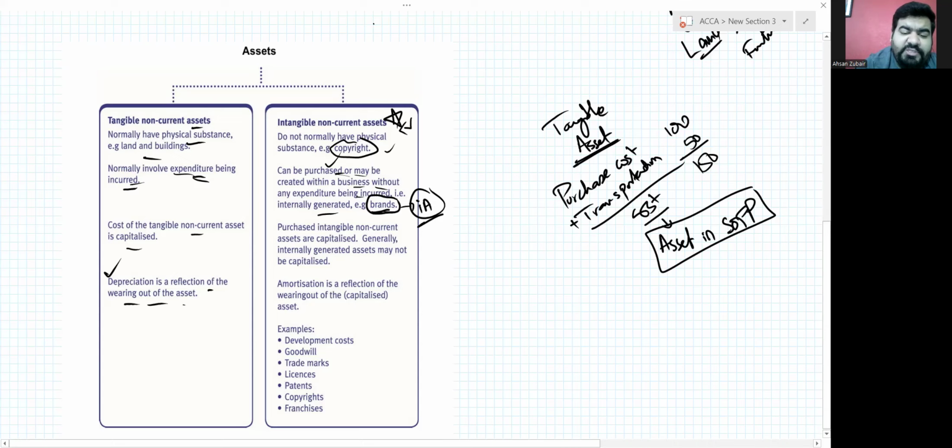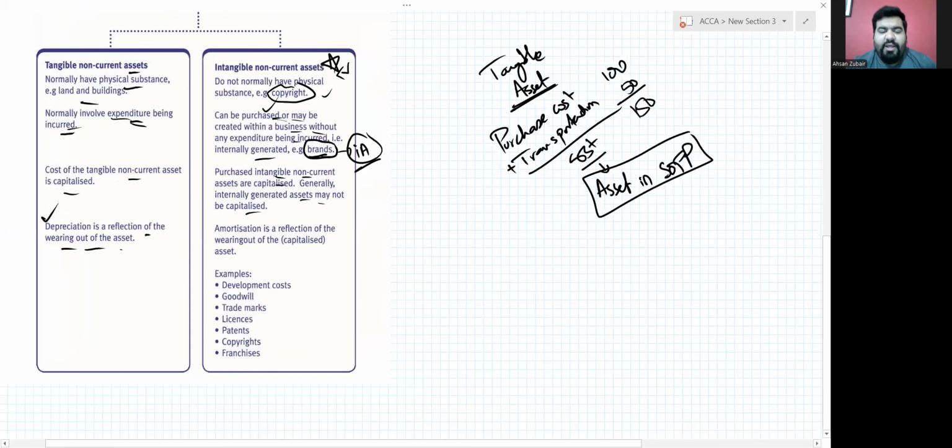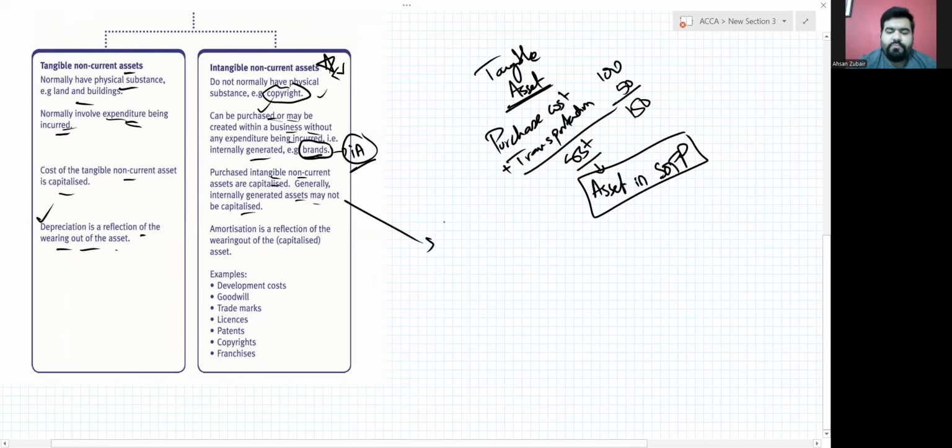After that, purchased intangible non-current assets are capitalized. Generally, internally generated intangible assets may not be capitalized. It is a very important point, so let me tell you this point. There are two cases.